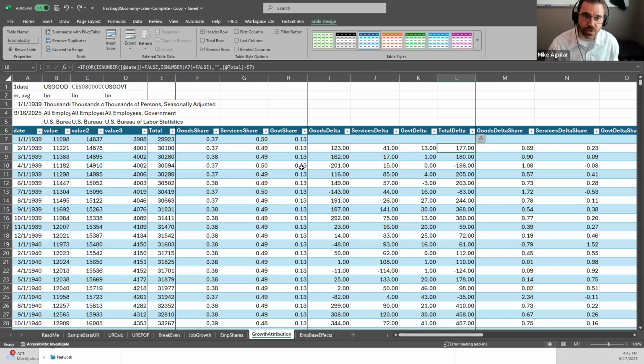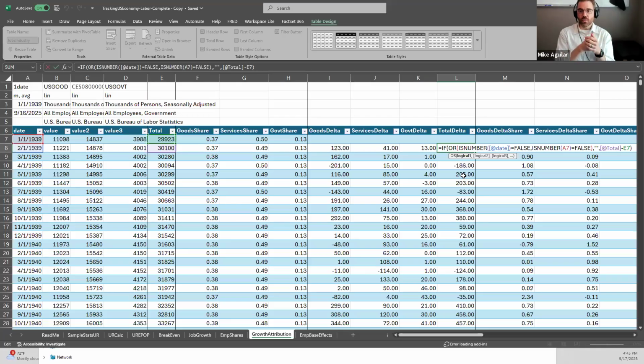Now, you could do that in two ways. You could literally just sum across those, like down here, the sum is 177. Or you could do the same type of formula on the total column, pardon me. Okay, so we have the delta, but we don't have the percent delta. So we're going to walk towards that.